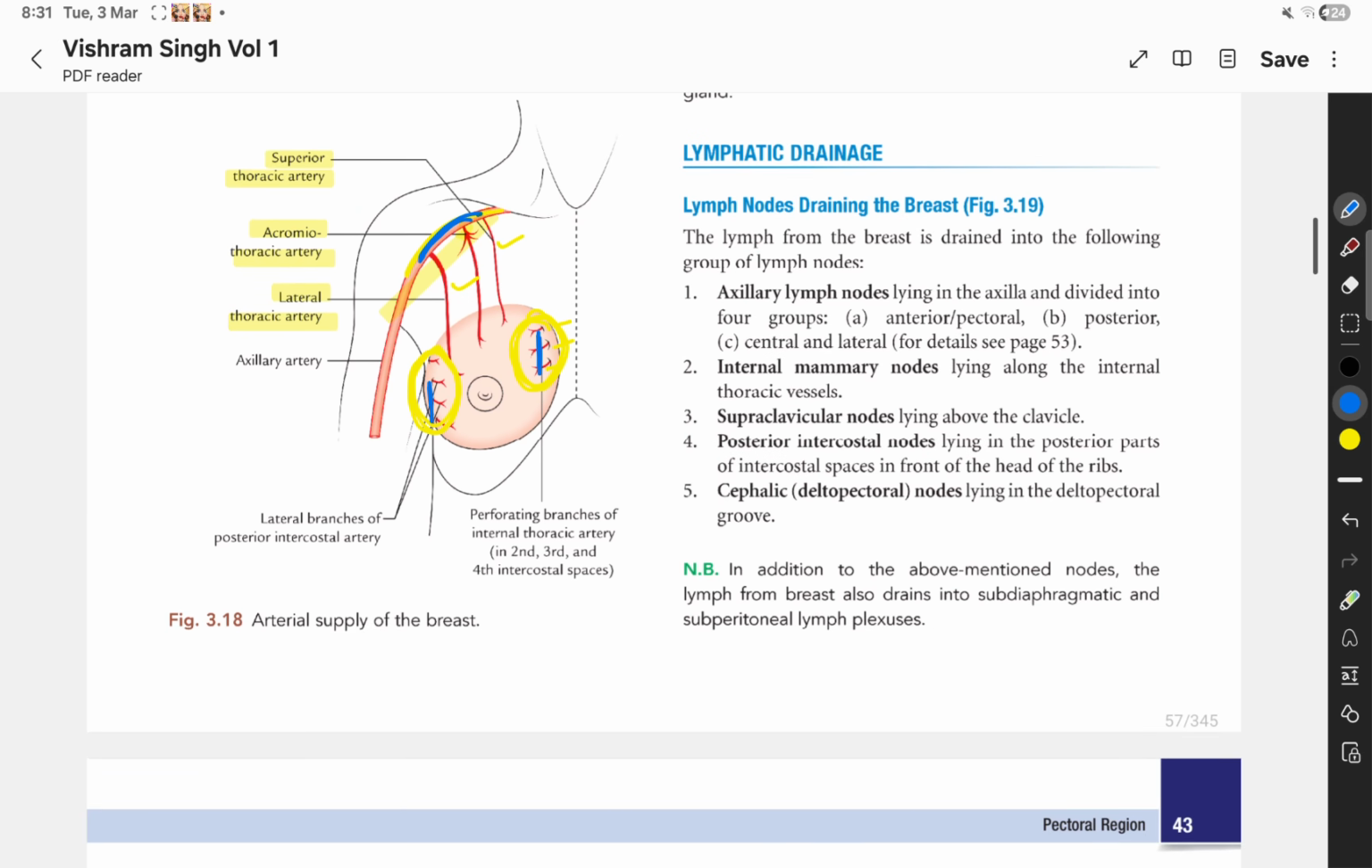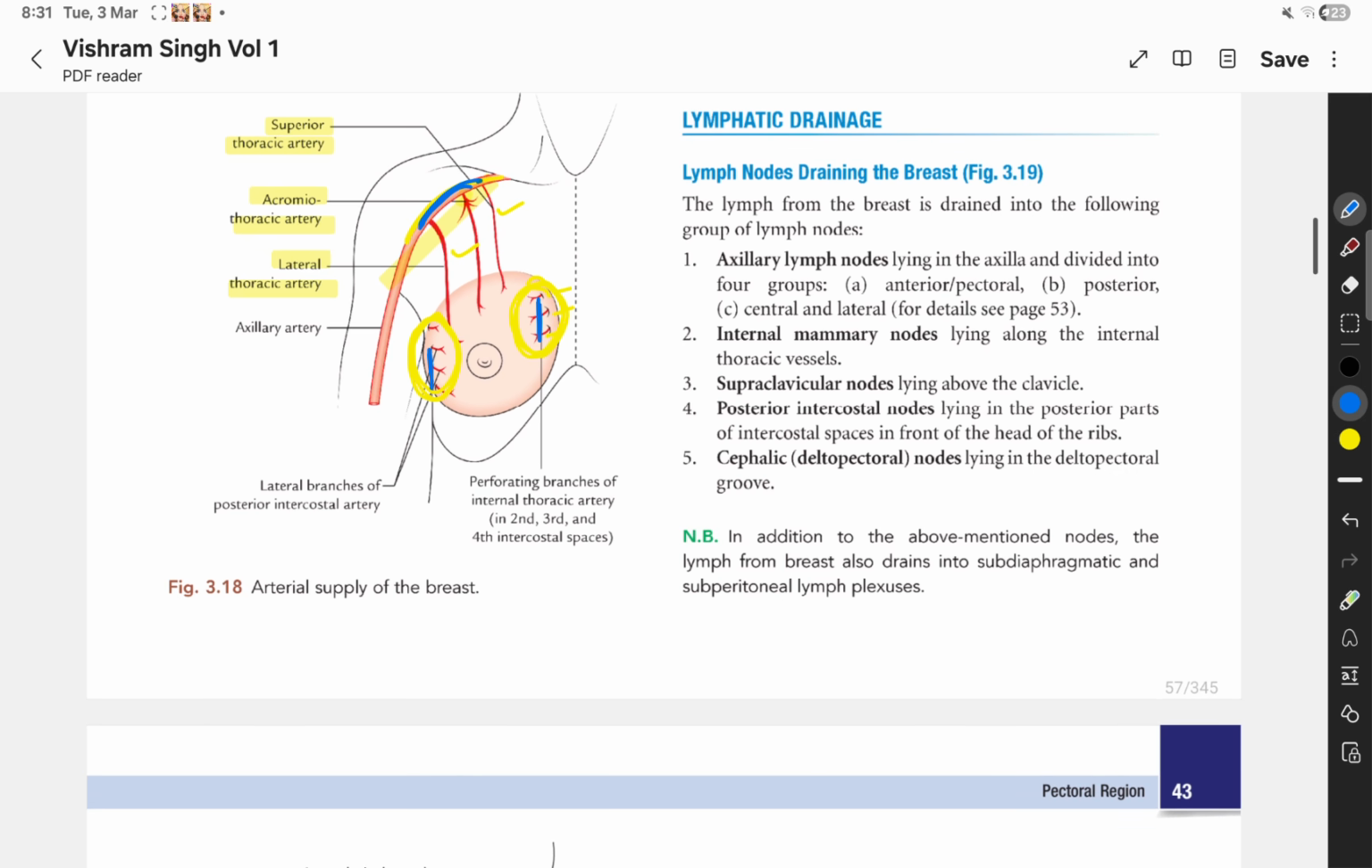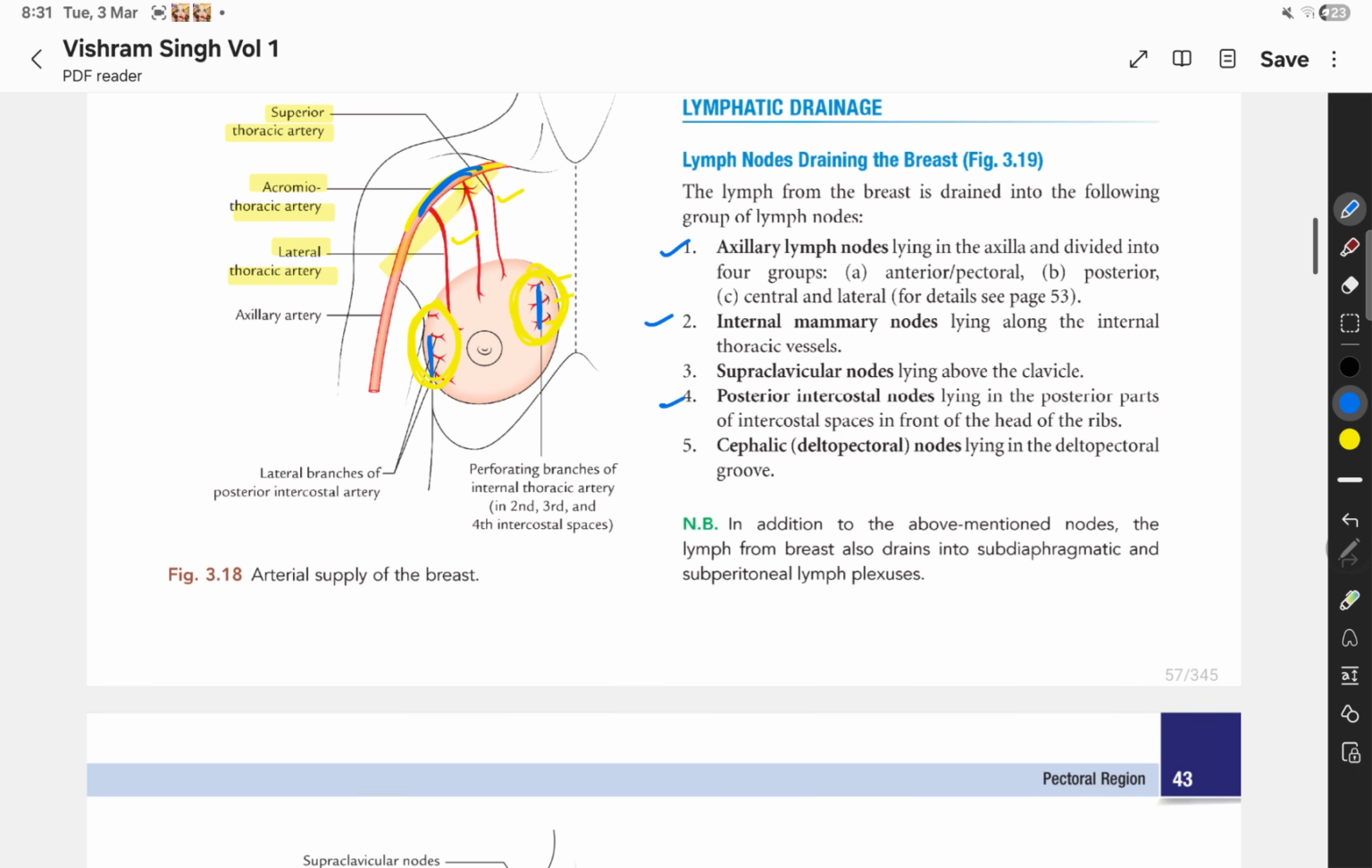Lymphatic drainage. Lymph nodes draining the breast. The lymph from the breast is drained into the following groups: axillary, internal mammary, posterior intercostal. Next, supraclavicular lymph nodes and cephalic lymph nodes.